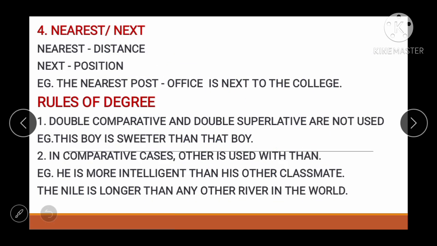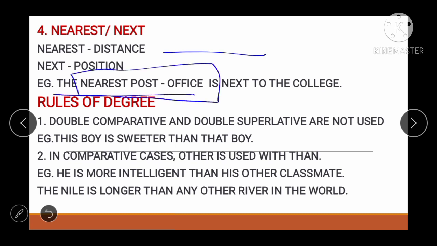Now moving to the next slide. It is nearest and next. Nearest we also use for distance and next we use for position. Now make it more simple by example. The nearest post office. The nearest means the one that is least in distance, okay. The nearest post office is next to the college. Next is the position, so it is beside the college. All right.